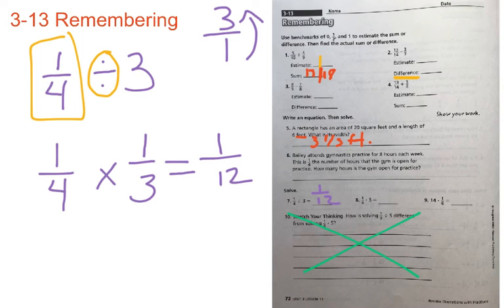You can go ahead and complete the rest of the page on your own. You have numbers 2, 3, 4, 6, 8, and 9 to complete on your own. When you're finished, please take a picture of your work, upload it, and turn it in on Teams.